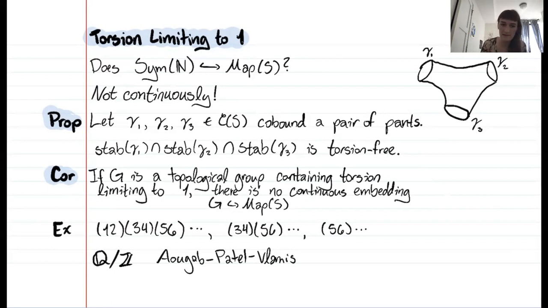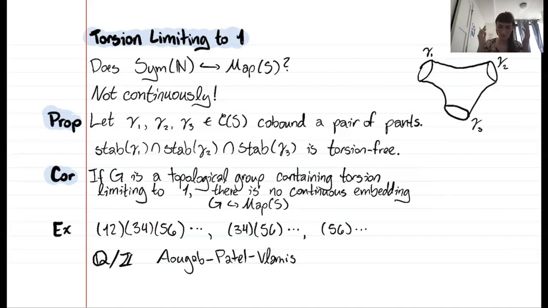But what our theorem says is that this embedding is not continuous in the topology that I just described on Q mod Z. So there are embeddings of Q mod Z, but they have to be discontinuous, at least for this topology. So I think that's kind of cool. And of course, there are lots of other groups that contain torsion limiting to 1. Another example would be the outer automorphism group of the fundamental group of the surface. So maybe it's not surprising that Dehn-Nielsen-Baer should fail for infinite type surfaces, but this is one way of seeing it.